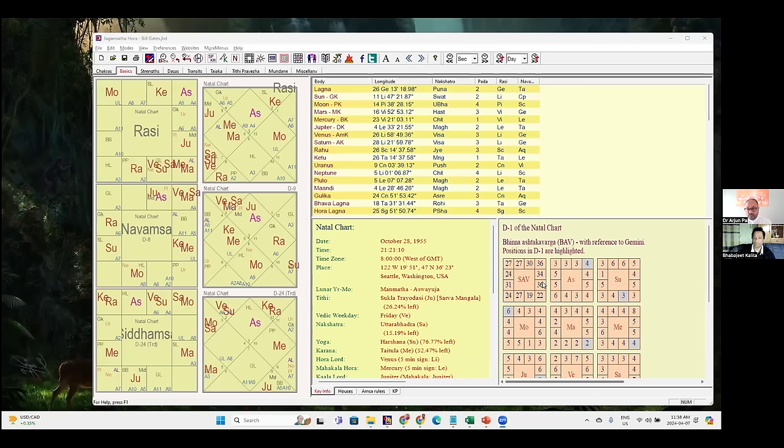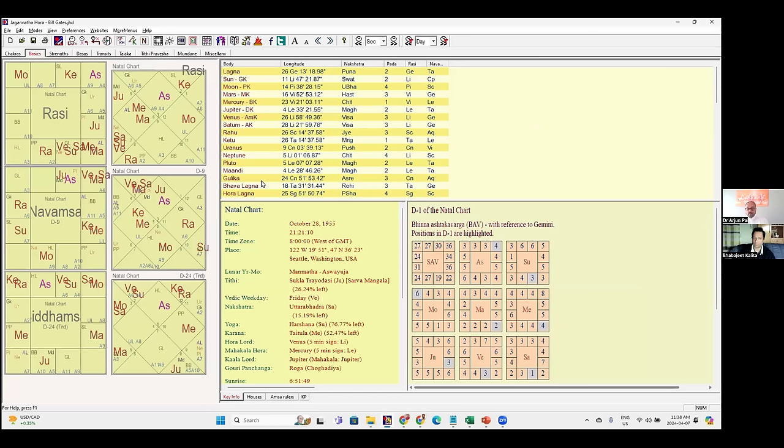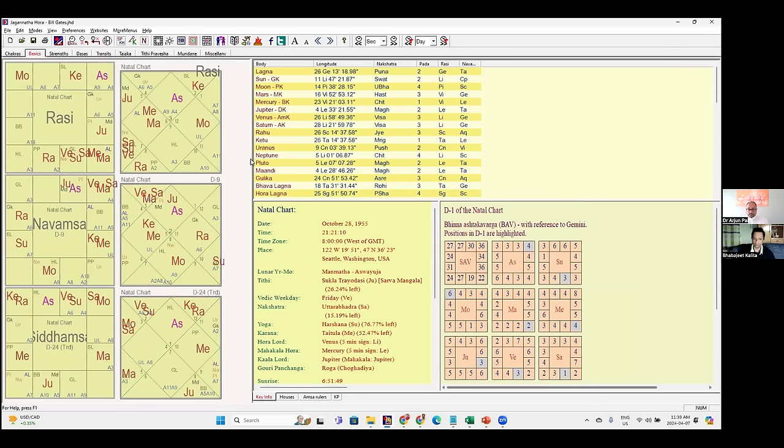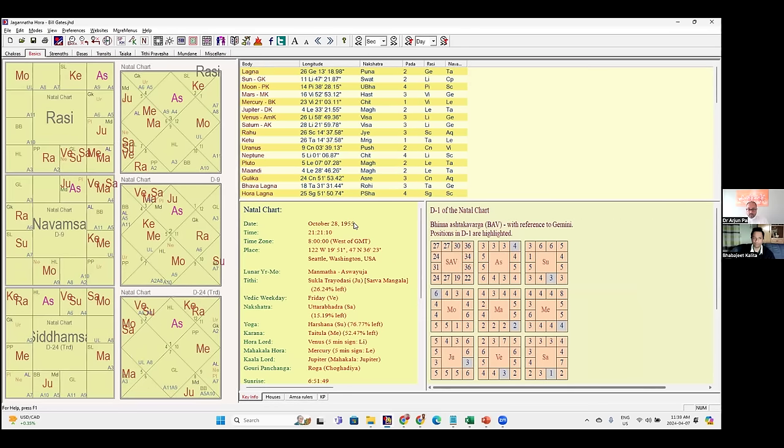Always take data from Astro Data Bank, which has a Rodden rating of AA or A, meaning it is very accurate. I've taken it from Astro Data Bank and corrected it a little bit based on some principles of correction. If you can see, this is the chart, 28th October, 1955.